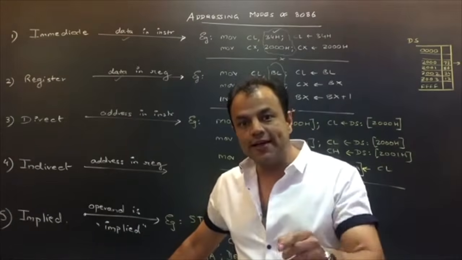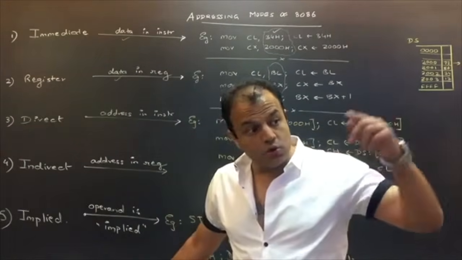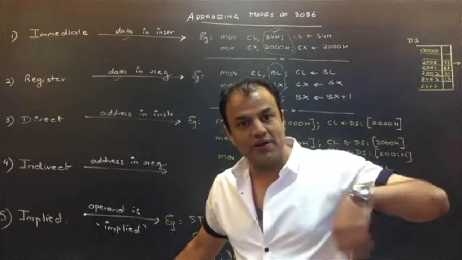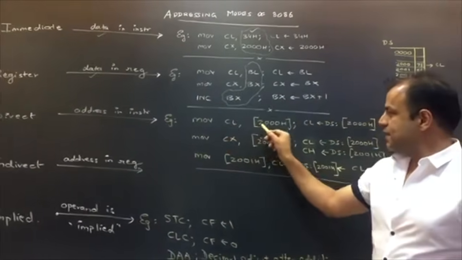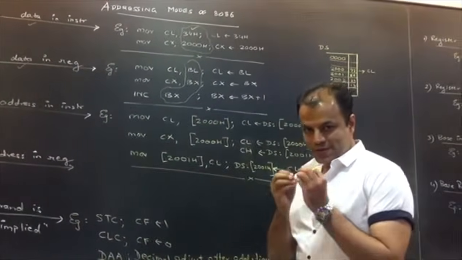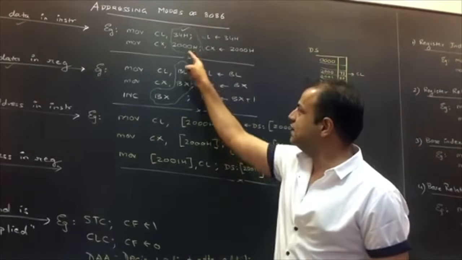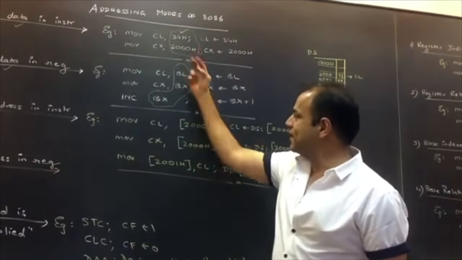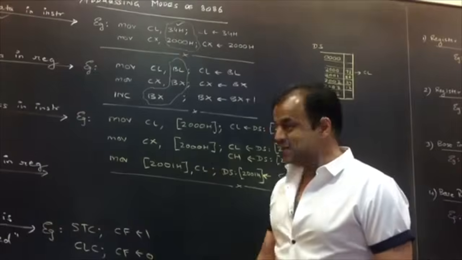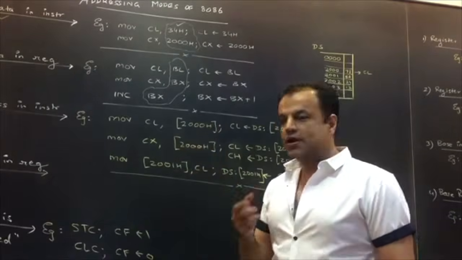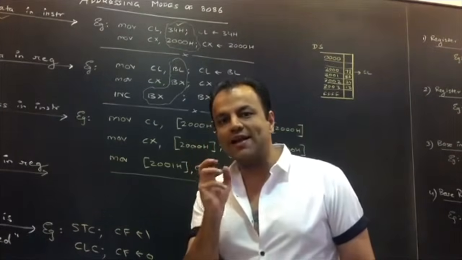So instead of giving the data in the instruction, you are giving the address in the instruction. You're telling the processor, go to that address, from there you will get the data. You are directing the processor to a memory location. Let's take an example. Move CL, square bracket 2000. Now see the syntax. This is also 2000, this is also 2000. Is there a difference? Yes. There are no brackets over here, there is a bracket. In assembly language of 8086, if you put a square bracket, you are indicating that you're giving an address.